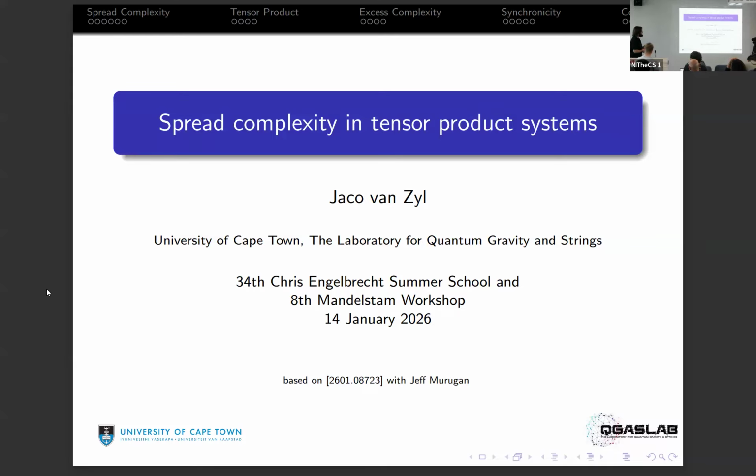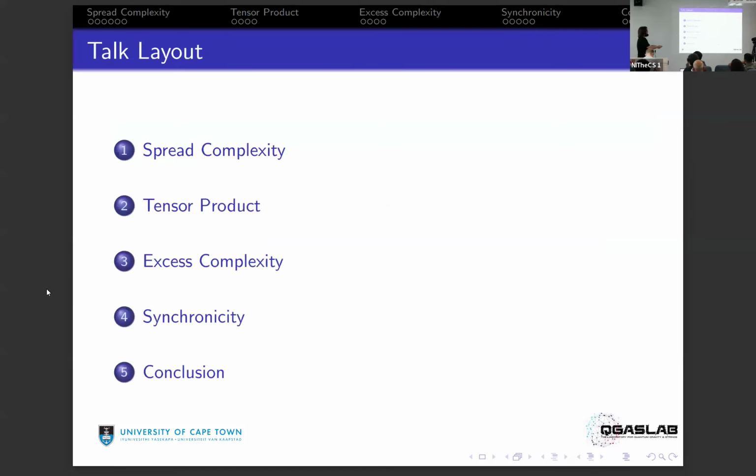So the work I'm going to discuss is on tensor product systems and spread complexity, with Jeff Murgan, who's also in the audience. Spread complexity is a concept that many may have heard, not necessarily knowing all the details. I'm going to be pretty scant on motivation for why I'm considering it. There will be one slide after the discussion on spread complexity. But what I'm just going to do is define what the quantity is, and then give you some pretty general results, surprisingly general to me at least, when you consider tensor product systems. All right, so there we go.